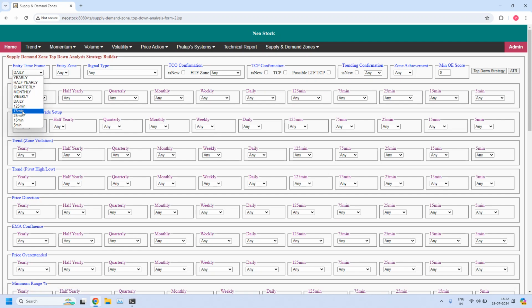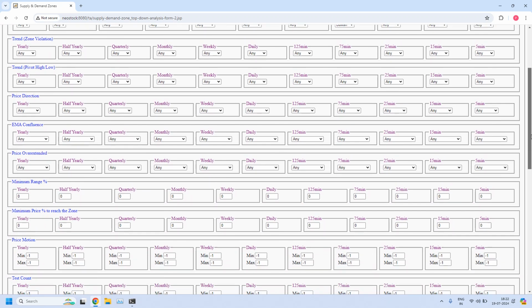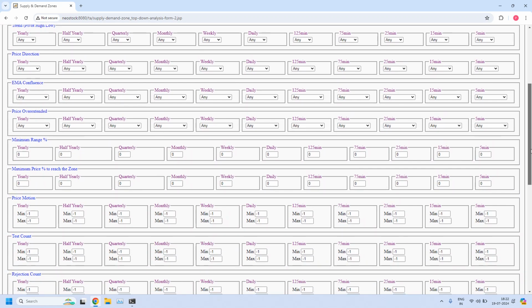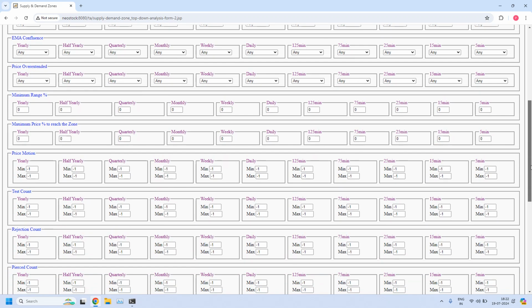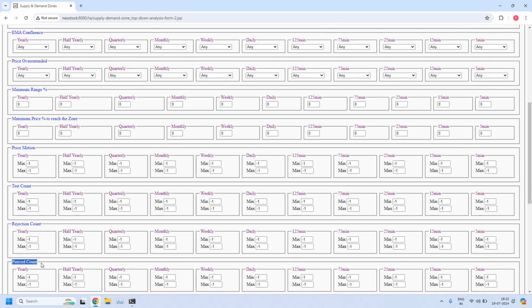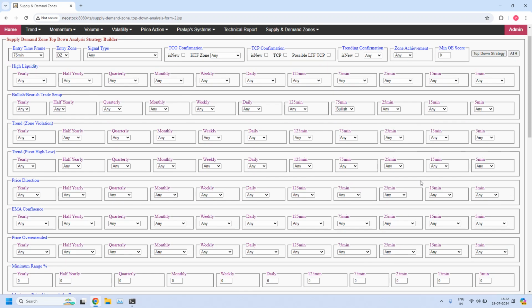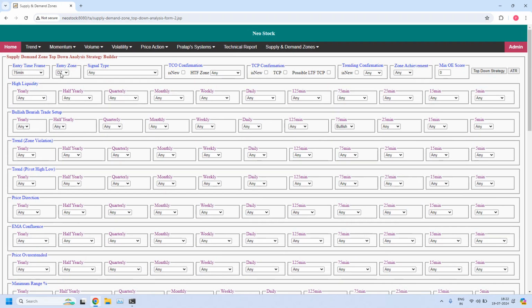For weekly income trade, entry time frame is 75 minutes. Bullish trade setup entry zone is demand zone, and also in bullish or bearish trade setup, this time 75 minutes time frame, that is entry time frame, we are selecting bullish, and we need to set the 3 filters. First one, pierced count should be 0 for 75 minutes demand zone. So pierced count, this time 75 minutes time frame, because this is entry time frame, minimum value 0, maximum value 0. These values are applied to 75 minutes demand zone, because here we selected 75 minutes demand zone.